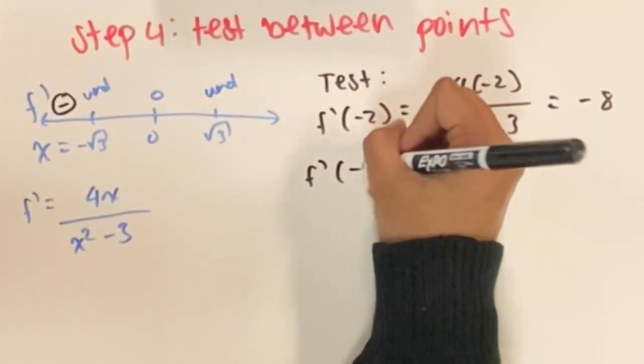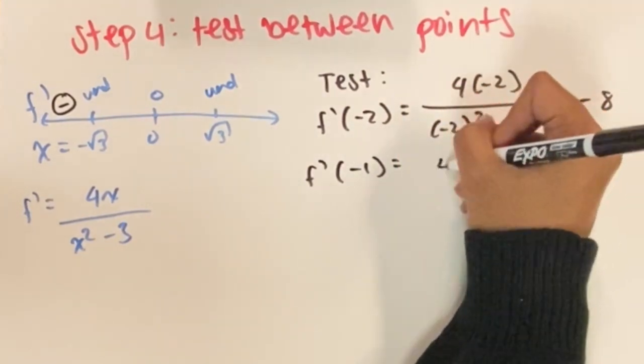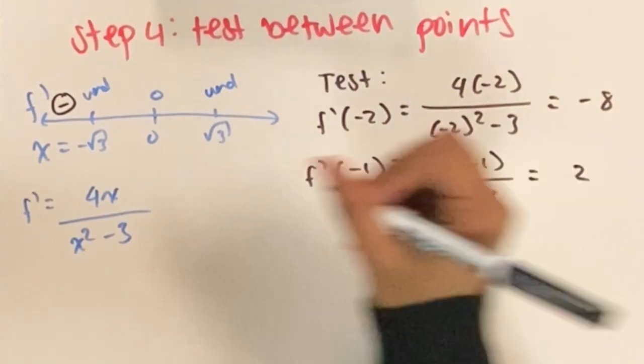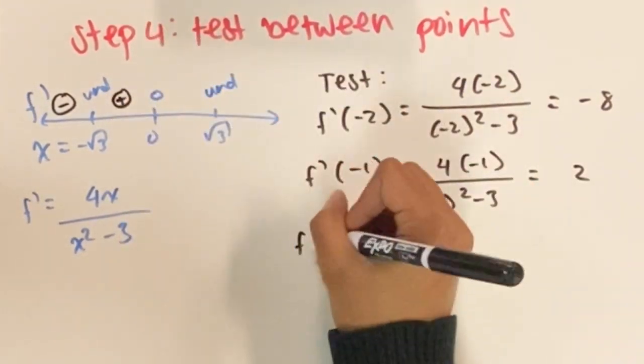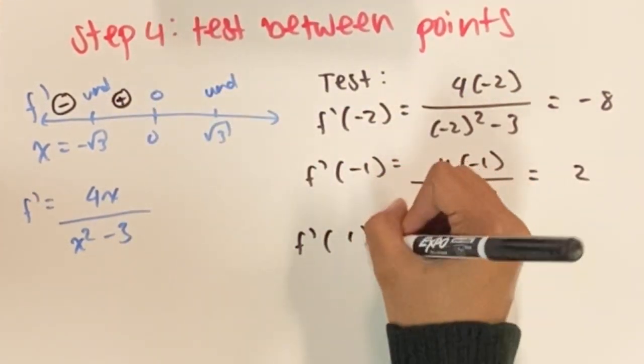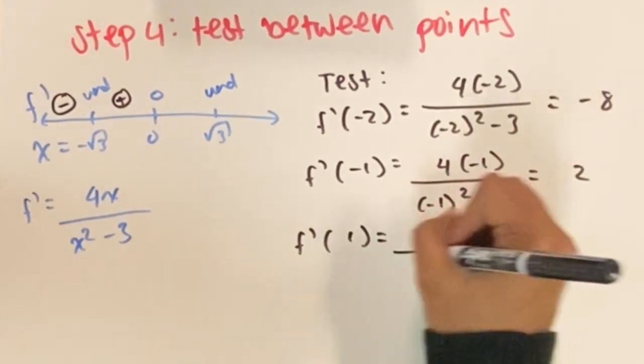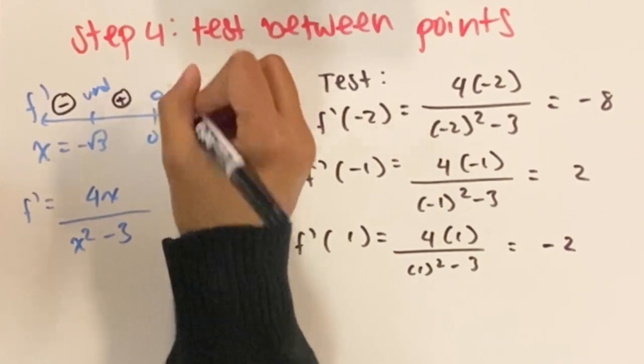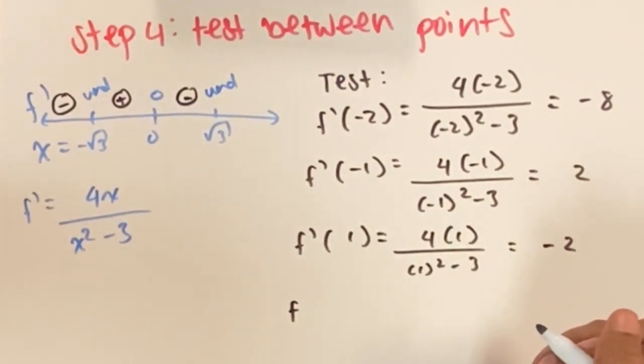Since f prime of -2 equals -8, we can place a negative symbol on this interval of the number line. F prime of -1 equals 2, so we can place a positive symbol on the number line. F prime of 1 equals -2, so we place a negative symbol. Lastly, f prime of 2 equals 8, so we can place a positive symbol.